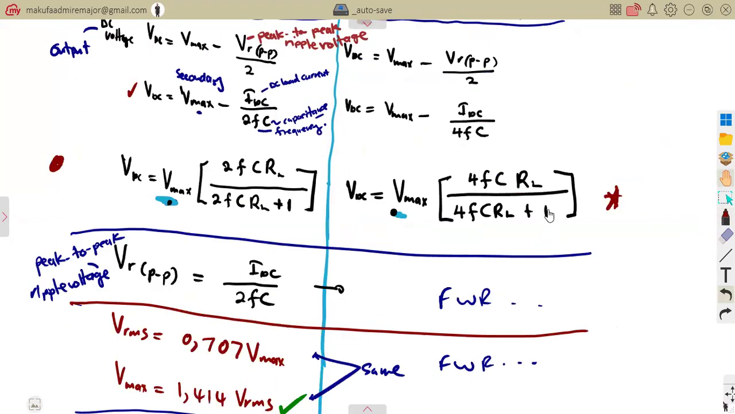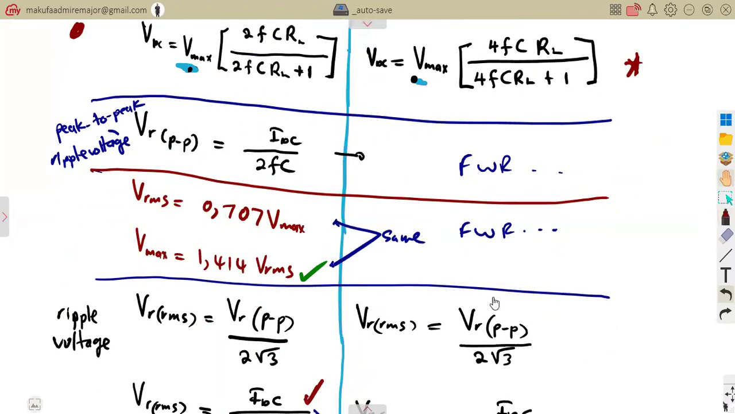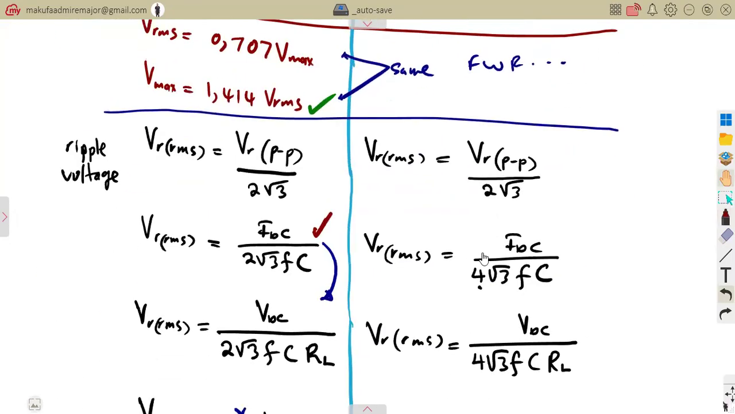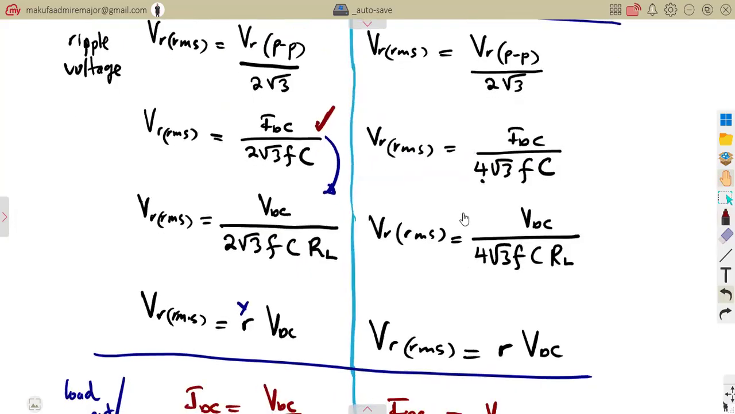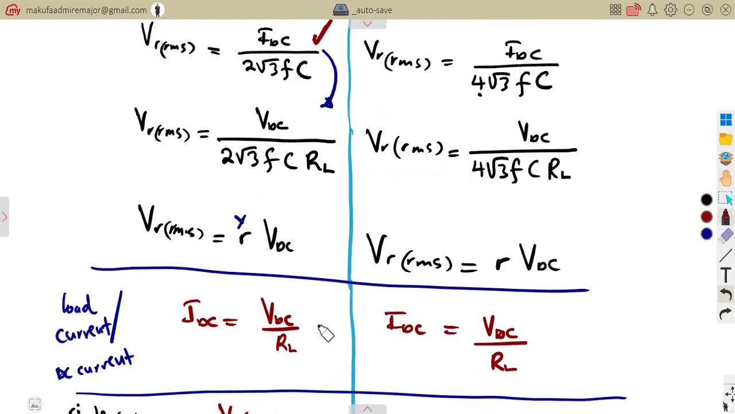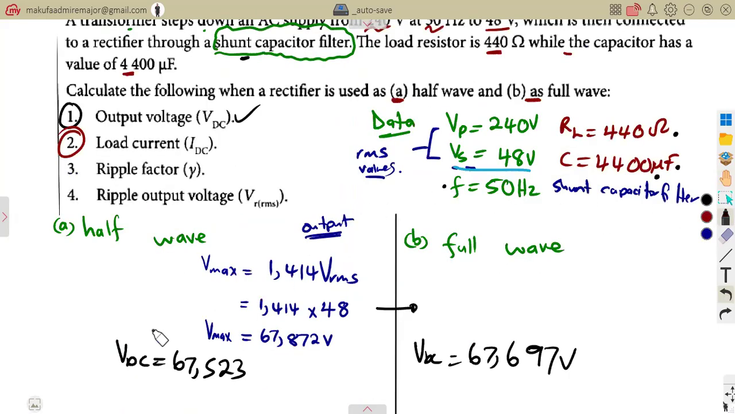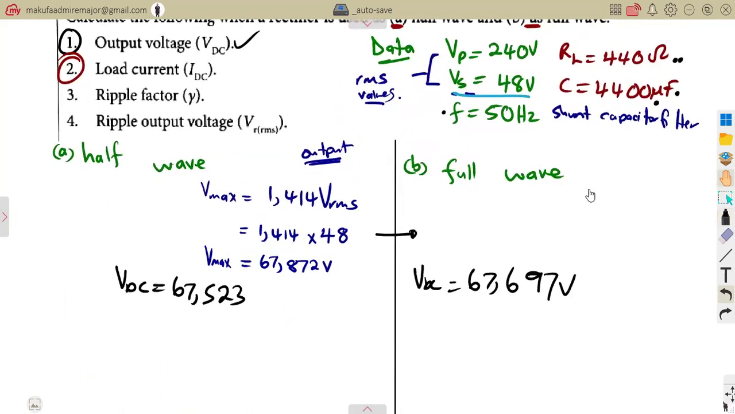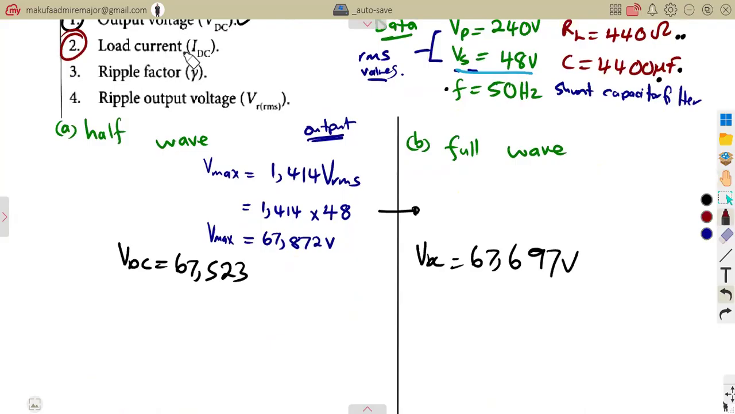Also here, we stated, if you still remember, on your formulas, that's VDC over RL. So in that case, we calculated the VDC. We have it. The load resistance is there. So meaning to say, we can calculate our load current in that case. All right, so the load current is going to be VDC over RL.